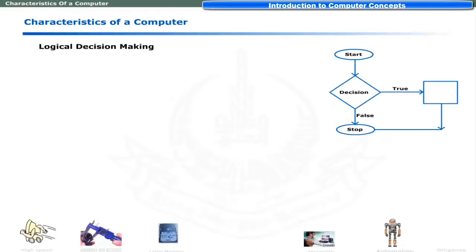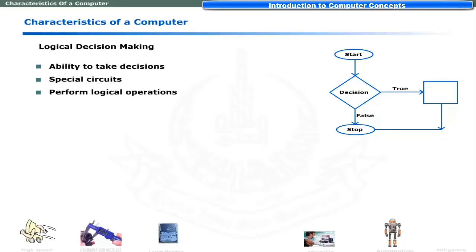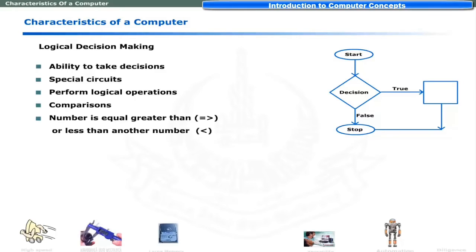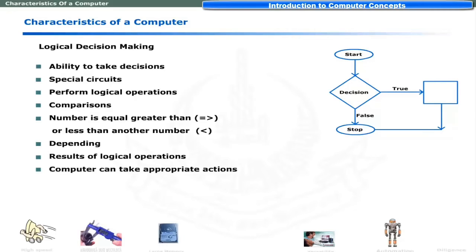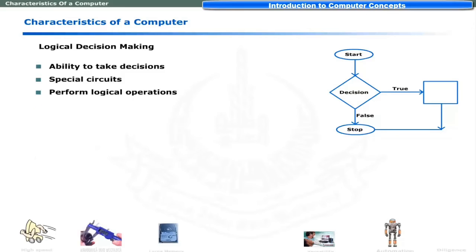Apart from computations, a computer has the ability to take decisions. The computer has special circuits to perform logical operations. Logical operations include comparisons, such as a number is equal to, greater than, or less than another number. Depending upon the results of logical operations, a computer can take appropriate actions.